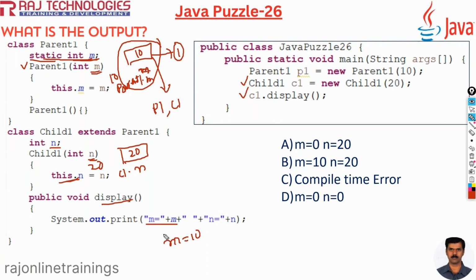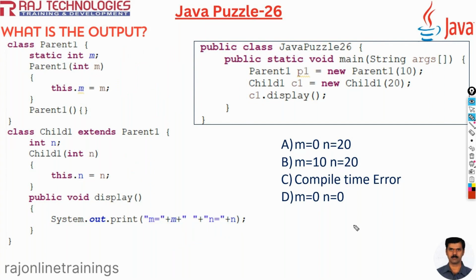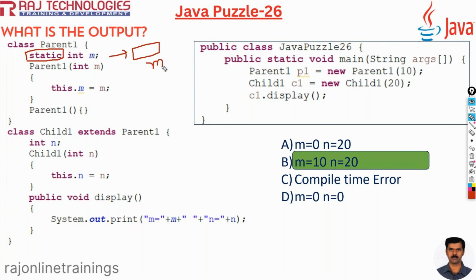That's the reason we get m as 10 here, and the n value for the c1 object is 20. So m is 10 and n is 20. The correct output for this code is the B option, m is 10 and n is 20. So when you make a member static, always remember there will be only one memory for this m, and this memory is used by all objects of your parent class or even child class objects. Anyone can access this. Only one memory will be there.